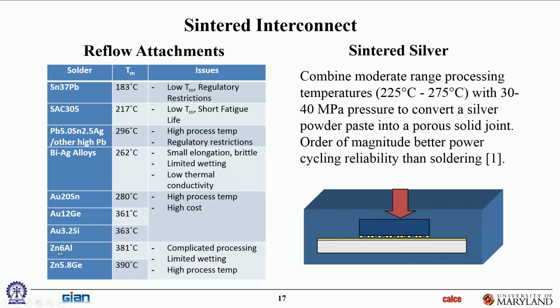This one is not very common. Zinc aluminum is not very common. It has some corrosion issues. So neither one of these, zinc aluminum or zinc germanium, has become that popular. Sintered silver is outstripping pretty much all of these in terms of popularity for high-end applications.